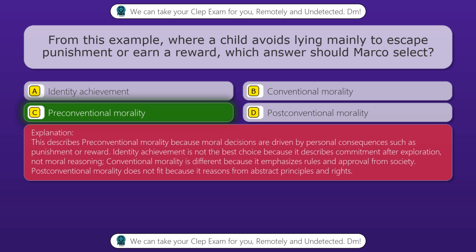Post-conventional morality does not fit because it reasons from abstract principles and rights.